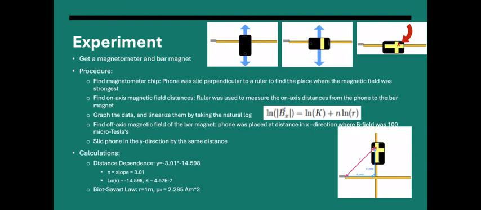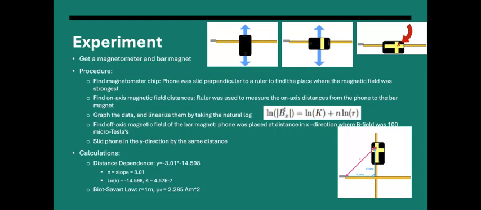Then we had to graph the data and linearize them by taking the natural log using the equation to the right. And then we had to find the off-axis magnetic field of the bar magnet. So to do this, we placed the phone at a distance in the negative x direction where the B field was 100 microteslas, and then we slid the phone in the y direction by the same distance. This is shown in the picture in the bottom right corner.